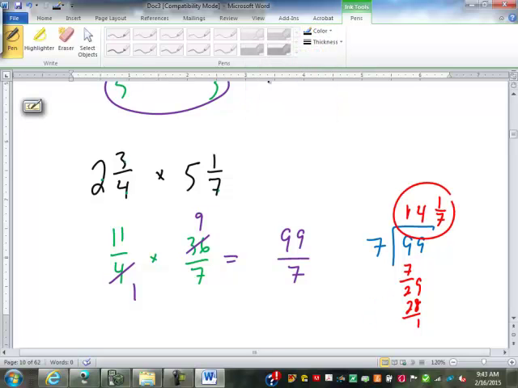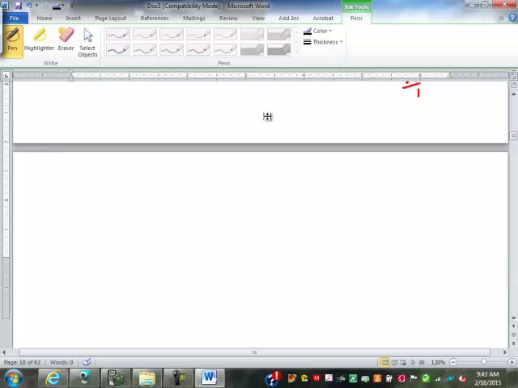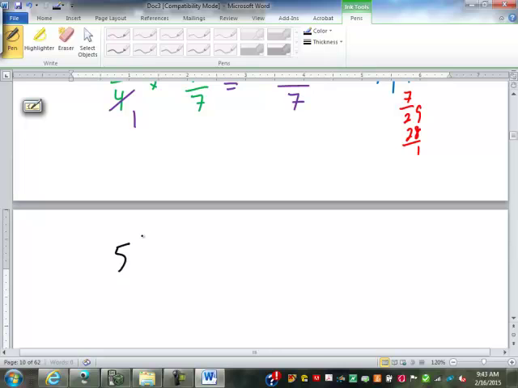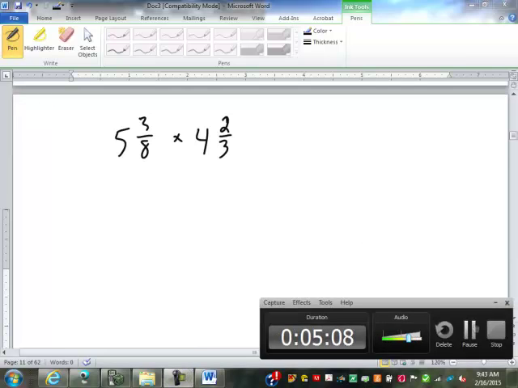I'm going to have you guys try a mixed number multiplication quick. You guys get that all done? All right, let's do 5 3/8 times 4 2/3. So I'm going to pause this and let you guys try that, and we'll check.